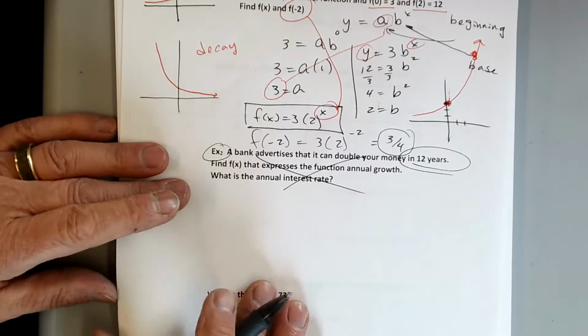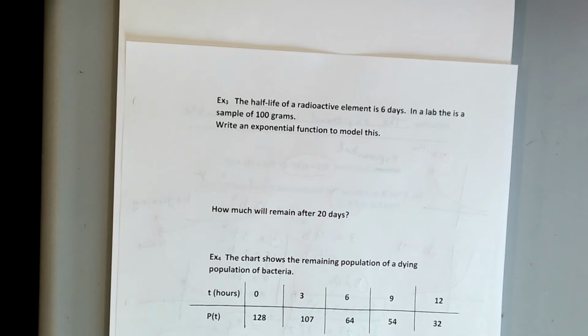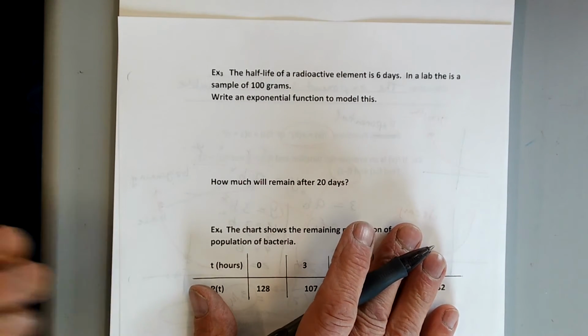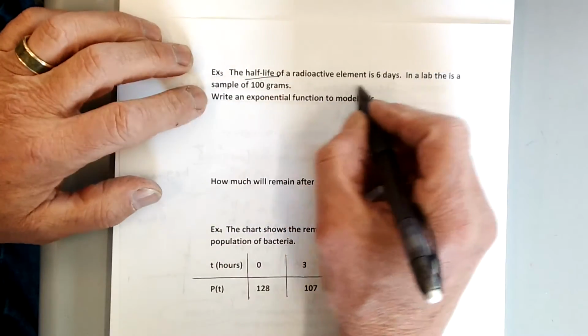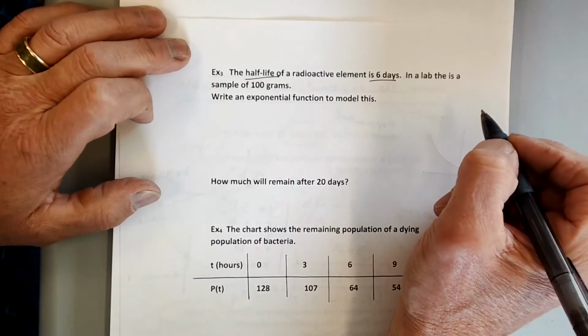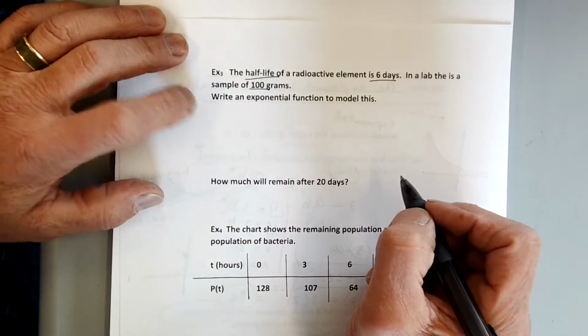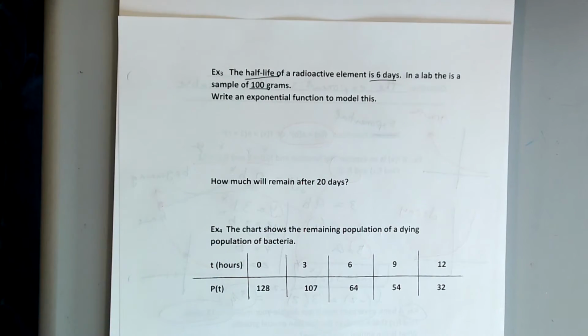All right, moving on. Let's turn the page. Here we go, half-life. Sorry about that. I need to go back and fix this worksheet. A couple of mistakes. I was in a hurry. Okay, the half-life of a radioactive element is 6 days. In a lab, there's a sample of 100 grams. So half-life is this. Take half of it, half of that, half of that, half of that, right?